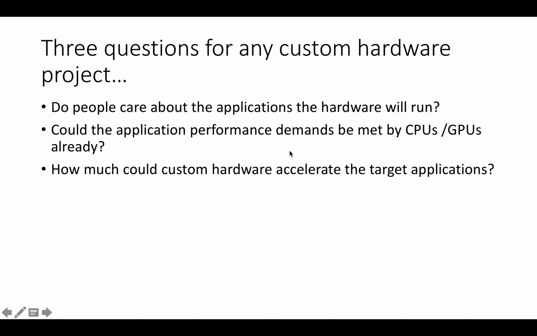The next big question is, could the application performance demands be met by CPUs or GPUs or some existing architecture already? So for example, Microsoft Word is a super popular application. I mean, tons of people care about Microsoft Word and use it, but the vast majority of the time when people are typing on the keyboard in Microsoft Word, the app is running plenty fast enough for their needs. Maybe it doesn't start up fast enough or they've got some minor complaints. But for the most part, the application performance demands are already met by CPUs and GPUs for word processors.